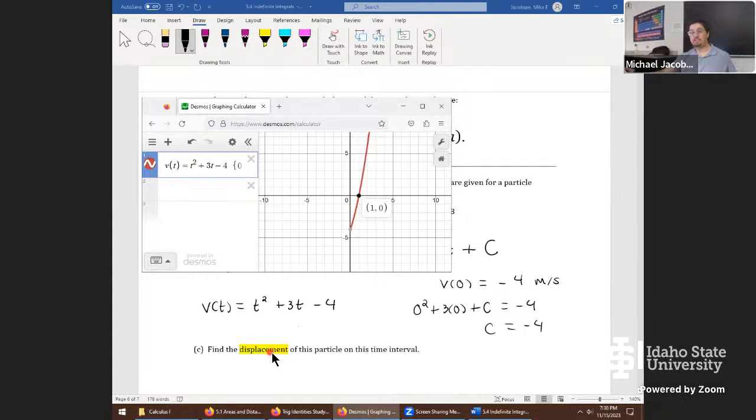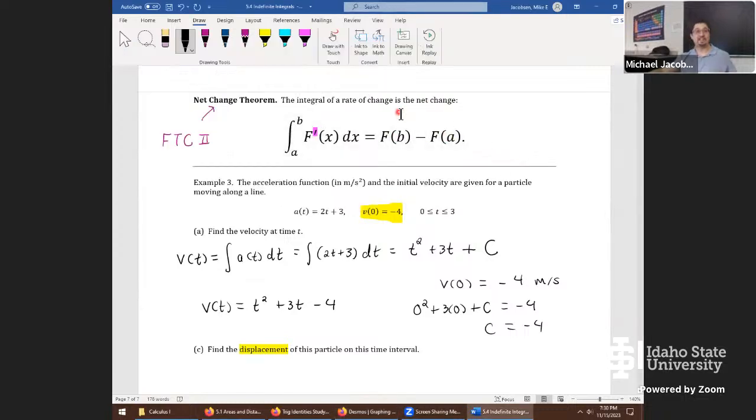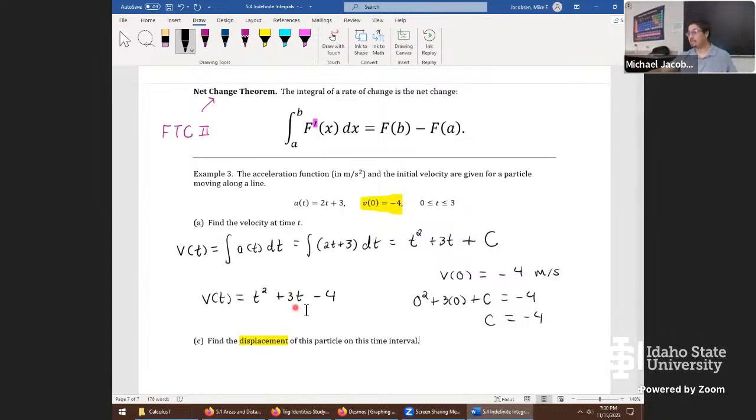But what we're really trying to say when we say displacement is, where does it end up after we calculate this whole time interval? So now, if we're calculating displacement, we're taking the negative area and combining it with the positive area to get a net change in area. So that's the net change theorem. It makes a nice show right here, but that's kind of it. The rest of it's the fundamental theorem of calculus, part 2.